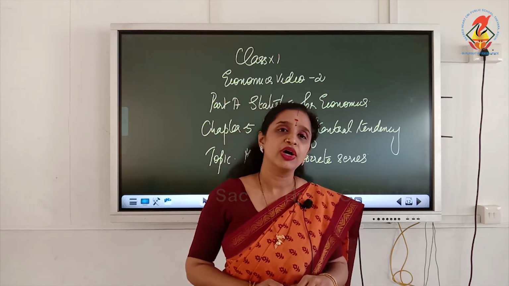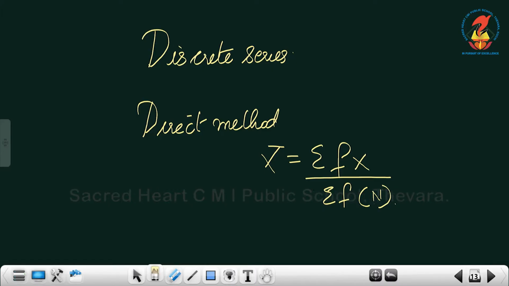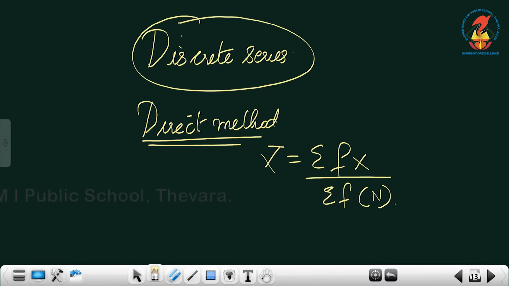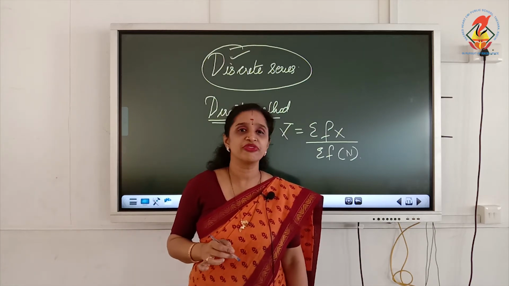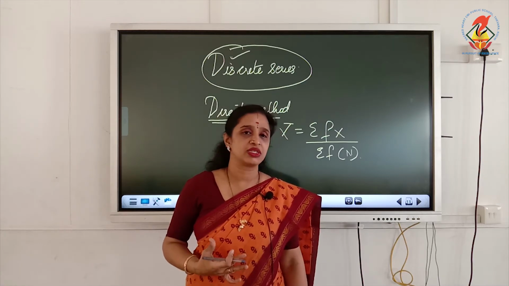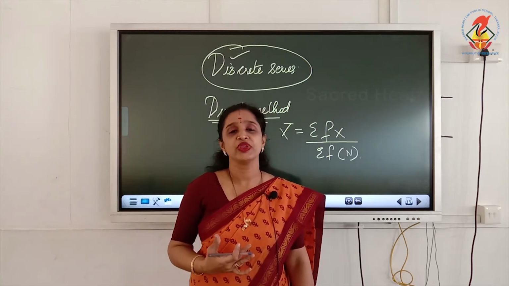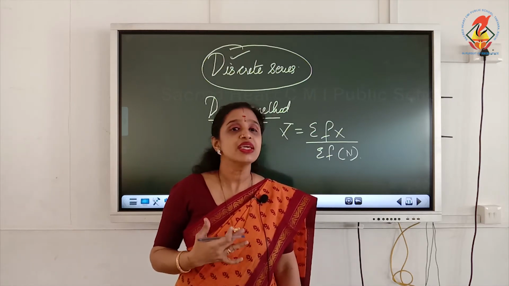Now, we will see how to calculate arithmetic mean in a discrete series with the first method, that is direct method. So, we are learning how to calculate arithmetic mean in a discrete series. What is the feature of a discrete series? Discrete series is characterized by the presence of frequency along with the x values. How many times the x values have repeated, that is represented in the form of frequency. So, from this discrete series onwards, we have a new column, that is frequency along with the x values.